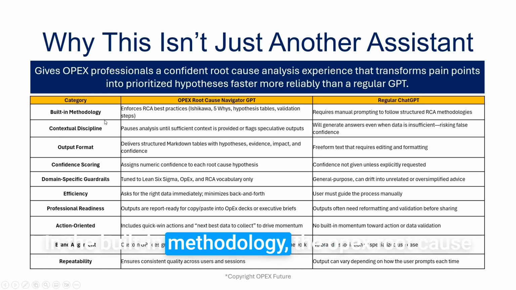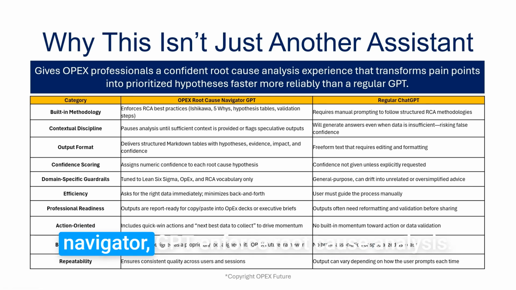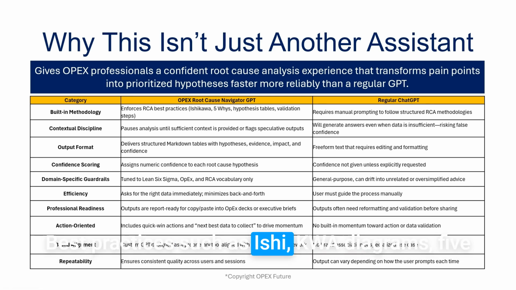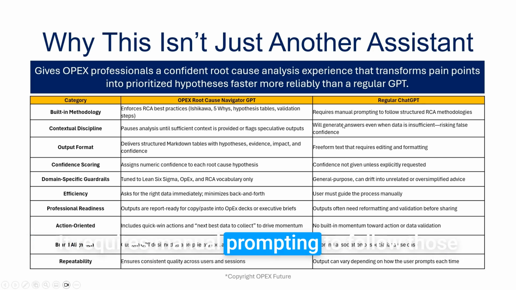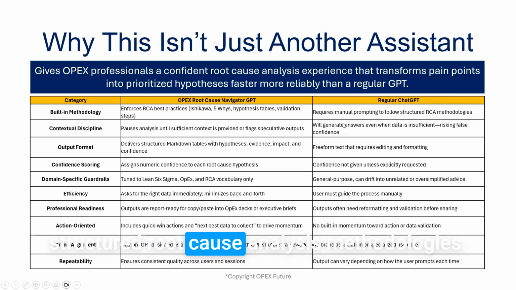In the built-in methodology, the OPEX root cause navigator GPT enforces root cause analysis best practices such as Ishikawa diagrams, 5 whys, hypothesis tables, and validation steps. A regular GPT requires manual prompting to follow those structured root cause analysis methodologies.